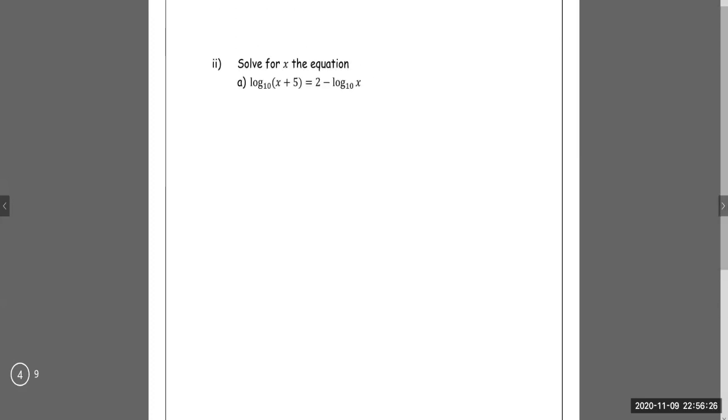Tell me what's coming to your mind. What should we do? Group all the logs on one side. Very good. So let's bring it over. We end up with now log to base 10 of x plus 5.